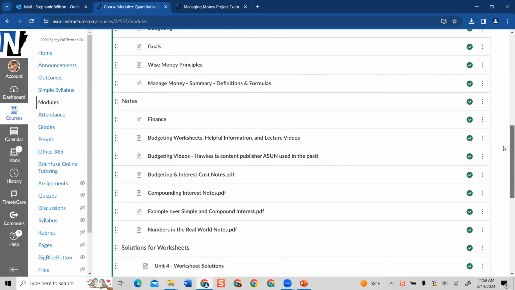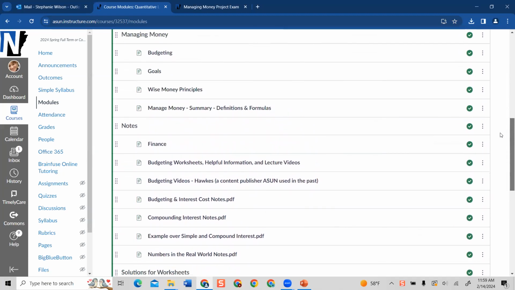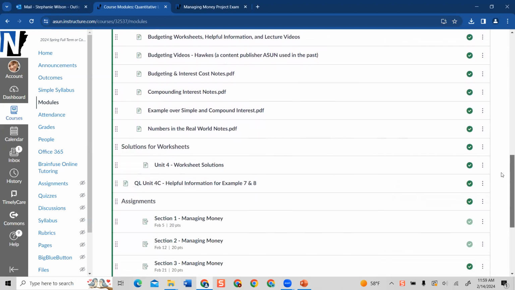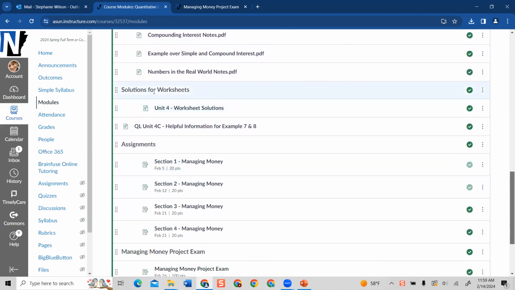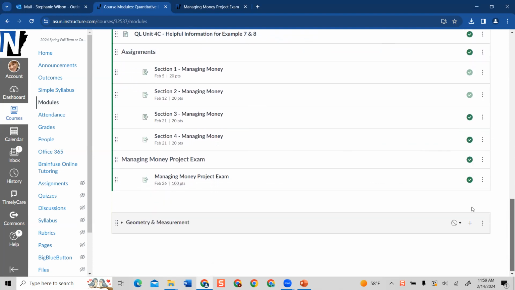As we scroll down, you're going to see notes and helpful resources and helpful videos. When you get to the solutions for worksheets, all of the solutions for Unit 4 worksheets are found right here. And here are a couple more examples for 4C. Right underneath is where I'm going to post the lecture videos explaining my expectations of how to do this assignment. Then let's go down here and click on managing money.